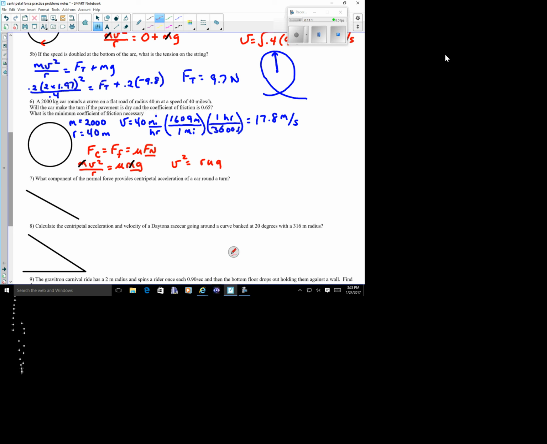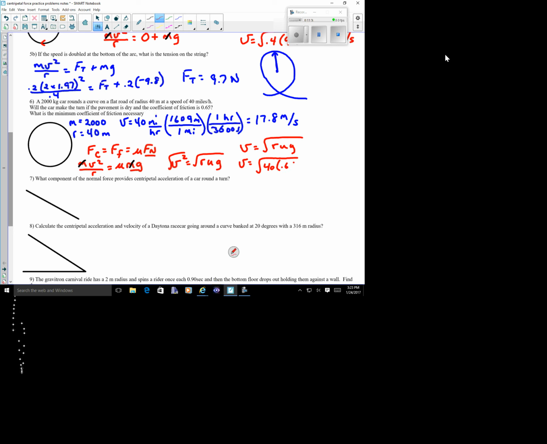Well, to figure out whether a car is going to go around a turn or not, now we're going to take the square root of both sides, and we're going to say that the velocity to go around the turn is the square root of r mu g. So let's plug in our numbers. So r was 40 meters. Mu, which was the coefficient of friction, is 0.65.